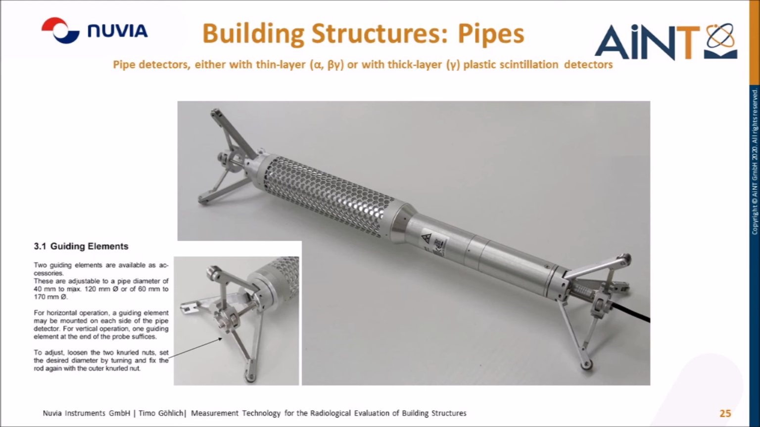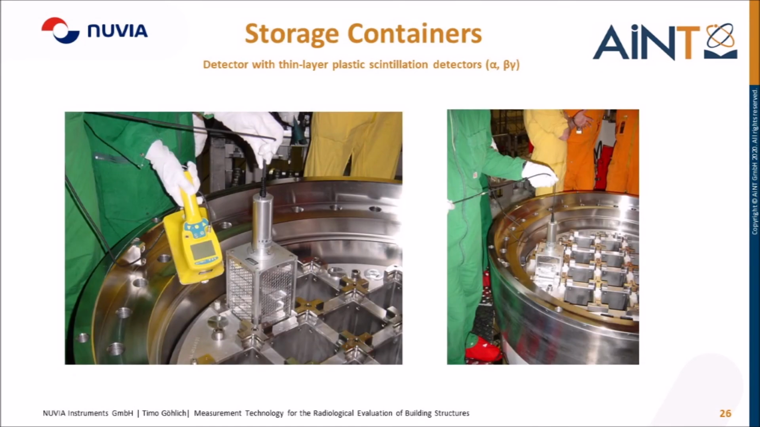Let us now turn to another measuring system, a so-called lantern detector. It has 4 measuring surfaces, each equipped with a plastic scintillation detector, a thin layer for alpha, beta, gamma measurements. And we see here how it is used to check the storage shafts for fuel elements for radioactive contamination.